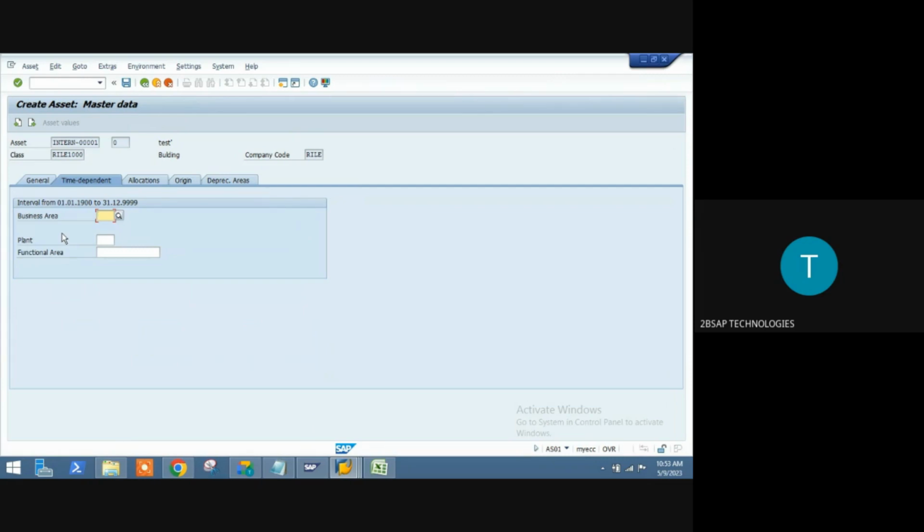Then so this is what your screen layout proves. Master data level also, what fields is required, what fields is not required. You can control this. This is your screen layouts.